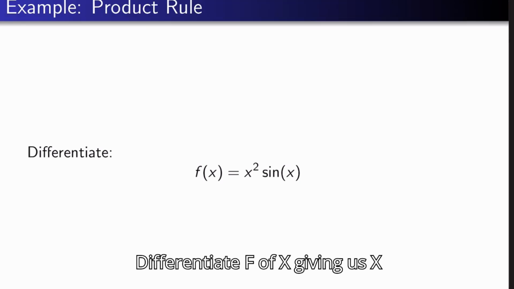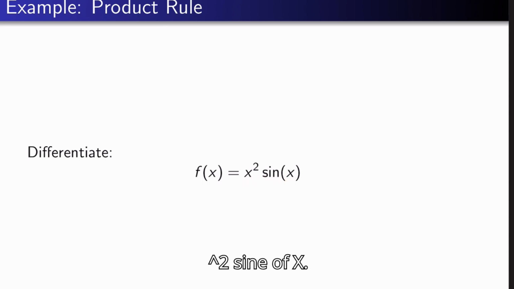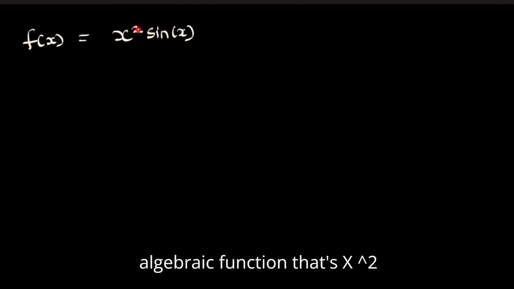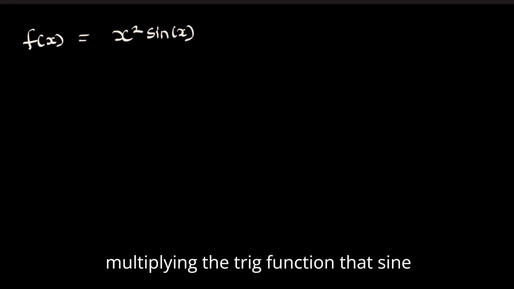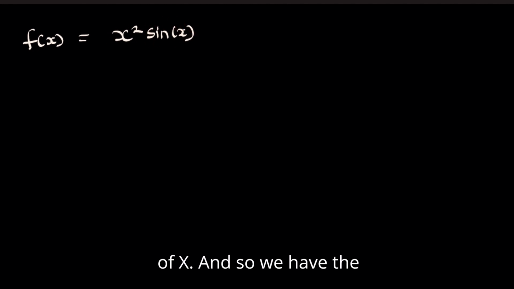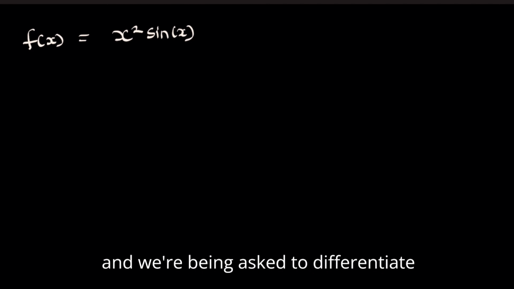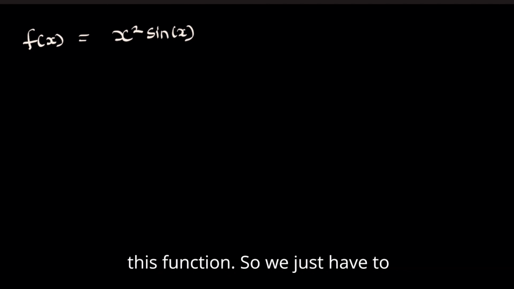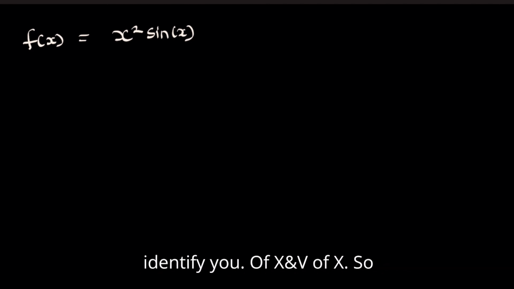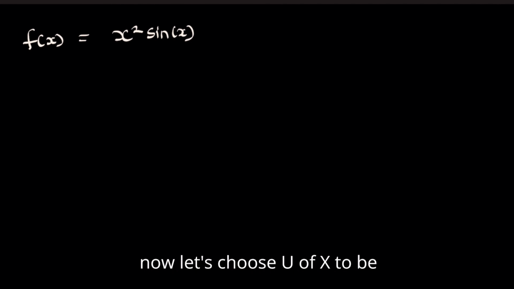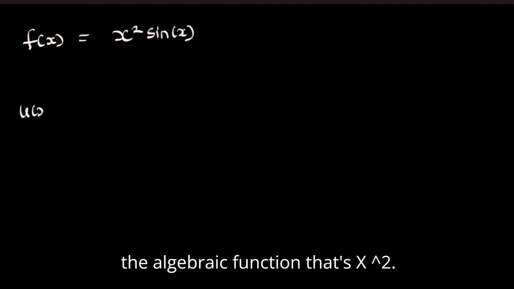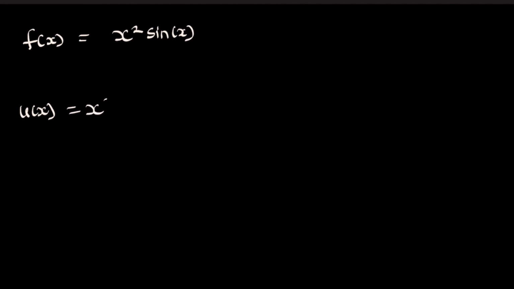Differentiate f of x giving us x squared sine of x. In this example, we have an algebraic function, that's x squared, multiplying a trig function, that's sine of x. And so we have the product of two functions in this case, and we're being asked to differentiate this function. So we just have to identify u of x and v of x. So now let's choose u of x to be the algebraic function, that's x squared. Then we now take v of x as sine of x.